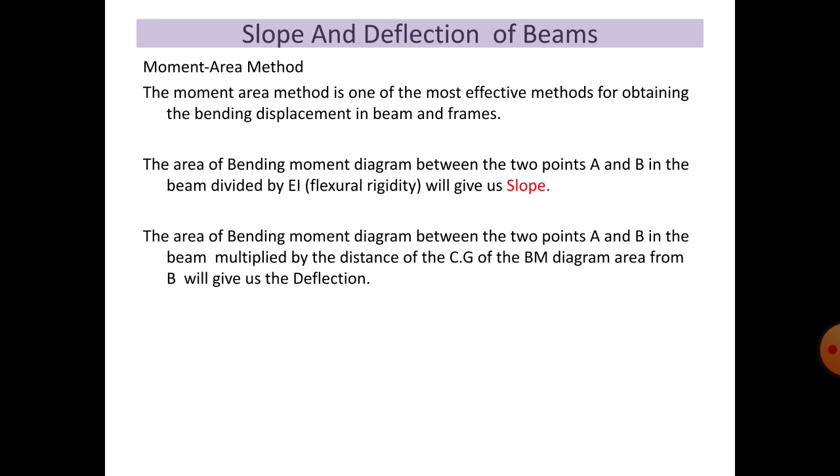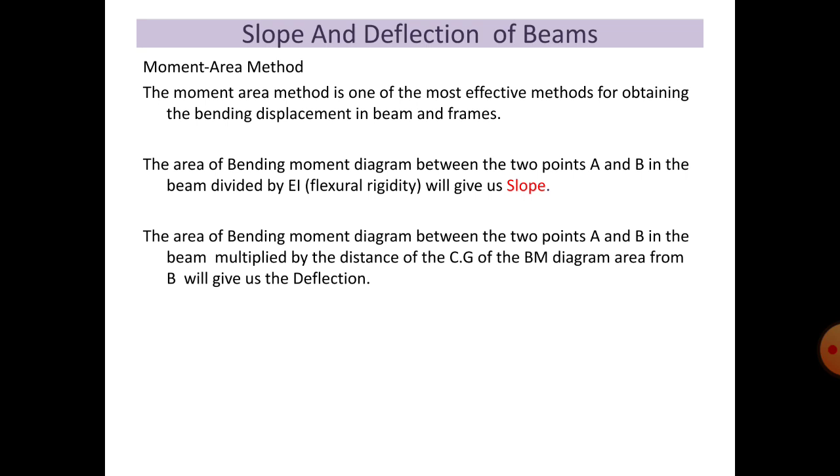Same, you have to draw the bending moment diagram, calculate the area of the bending moment diagram of that beam, multiply with the distance of the center of gravity to the point of reference. Okay, means from where you want the deflection, that point you have to take the center of gravity.